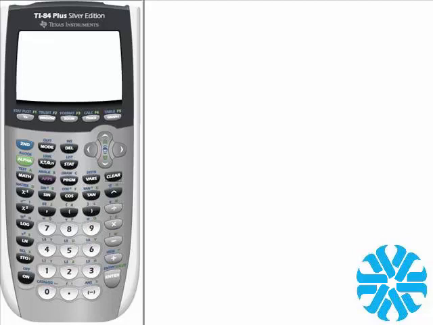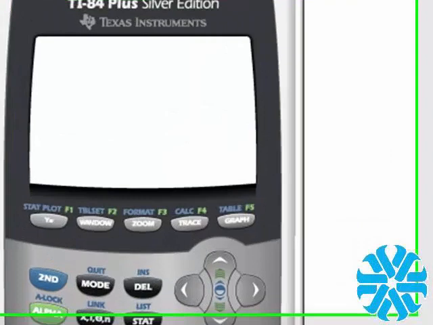In this video, you will learn the most common modes to run your calculator in. To get to the mode screen, first turn on your calculator and select the Mode button.